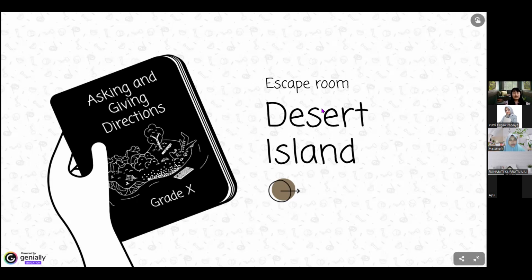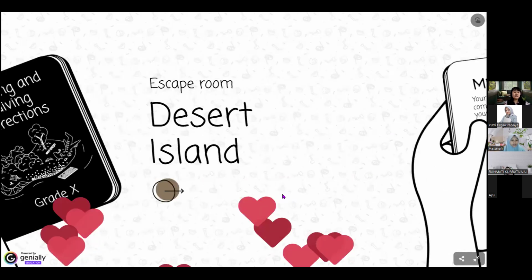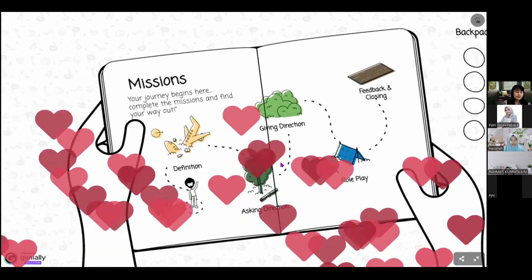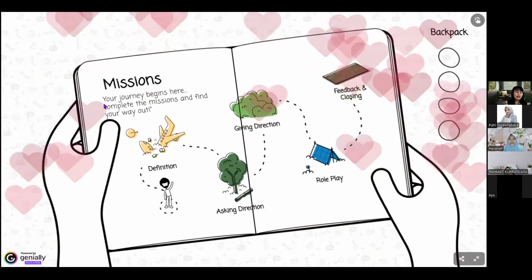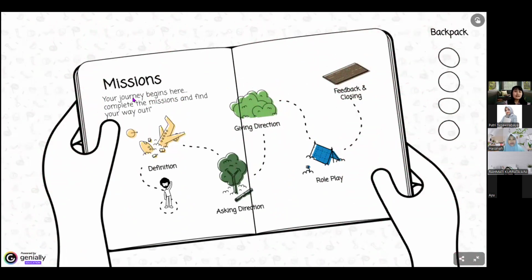Look, you are lost on blank blank blank. Where is this? You are lost on a Desert Island. Okay. Are you ready for the challenge? Yes, we are ready. Now, let's read the mission. Okay, read together. 1, 2, 3.